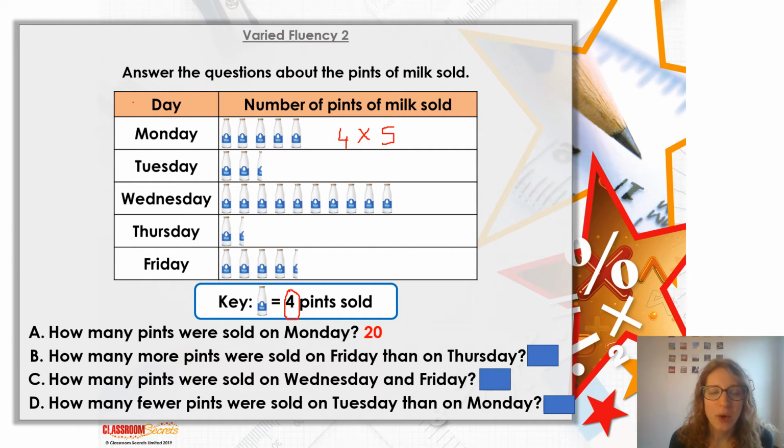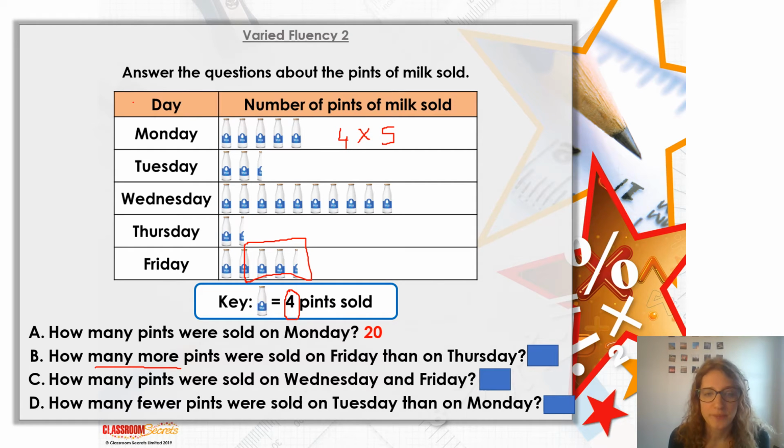Okay, and then how many more pints were sold on Friday than Thursday? So we're looking at the difference here, okay. So we've got 4 here and a half. So what was half of that bottle worth? So 2, so 6. Okay, so we need to work out how much more. So we're looking at this section. Okay, so have a go. So we've got 2 half bottles, because that's half there and a half there, and 2 complete ones. So how many more pints were sold on Friday than Thursday?